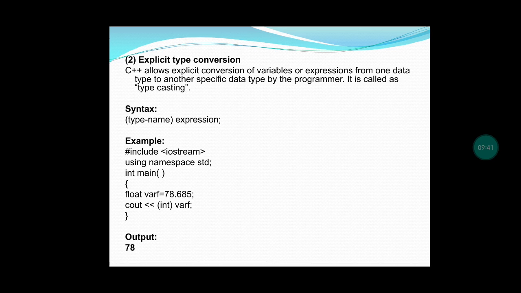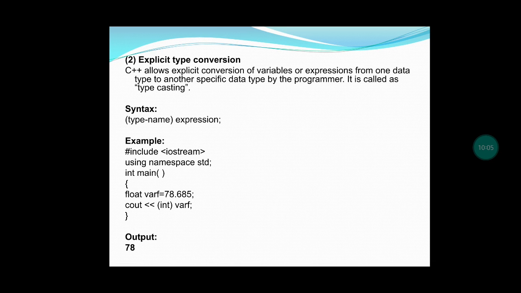Next, let us see the explicit type conversion. This is one type of conversion where data is converted to another specific data type by the programmer. This is called typecasting. It cannot be done automatically. It can be done only by the programmer or the user. The syntax for the explicit conversion is type name expression.